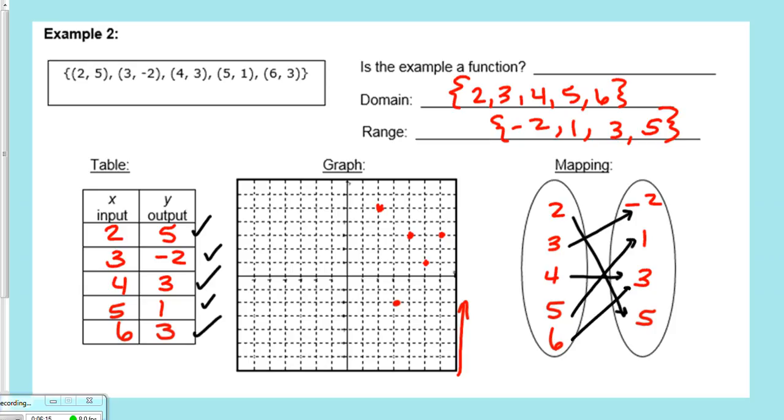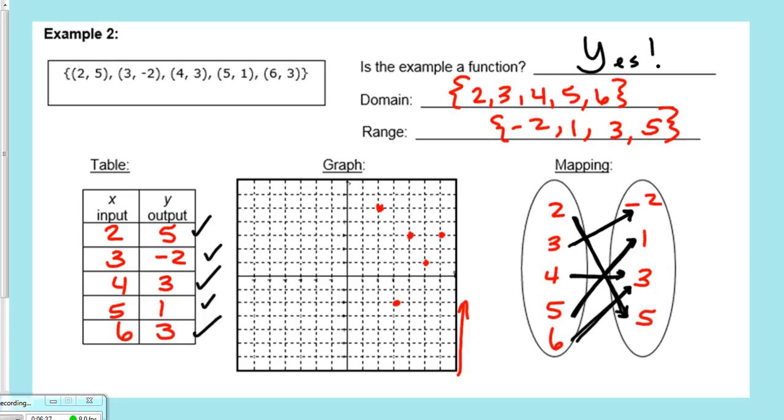Okay. So, by the definition, every input has exactly one output. Let me look at my mapping here. Is Mr. 2 here calling only one lady? Sure is. He's only calling 5. 3, only calling negative 2. We're good there. 4 is only calling 1. 5 is only calling 1. 6 is only calling 1. So, good. Everybody is calling one person. That means, yes, this is a function.